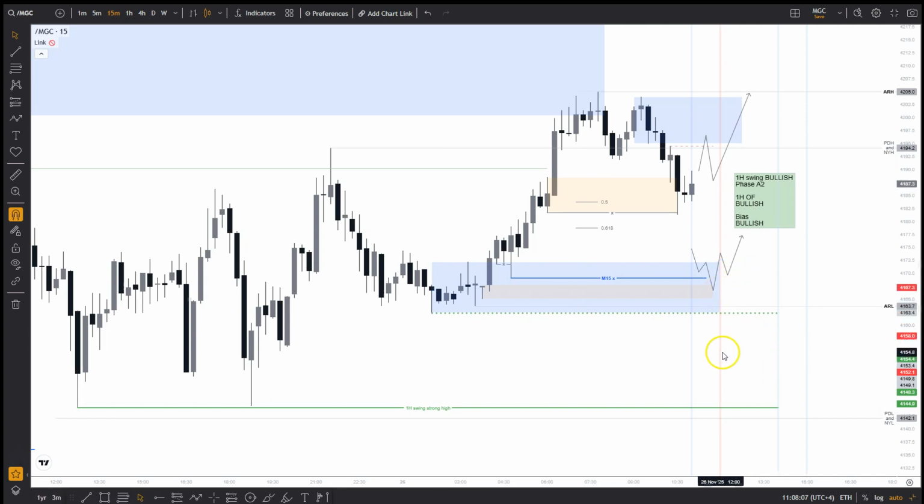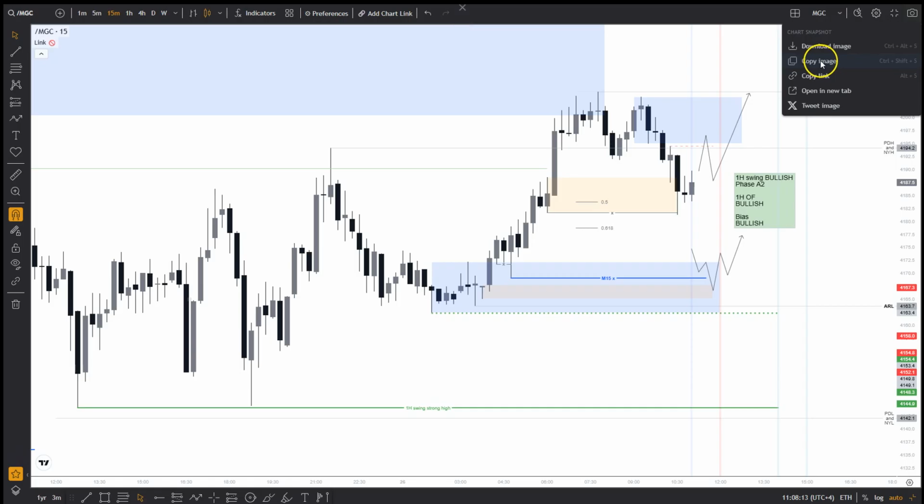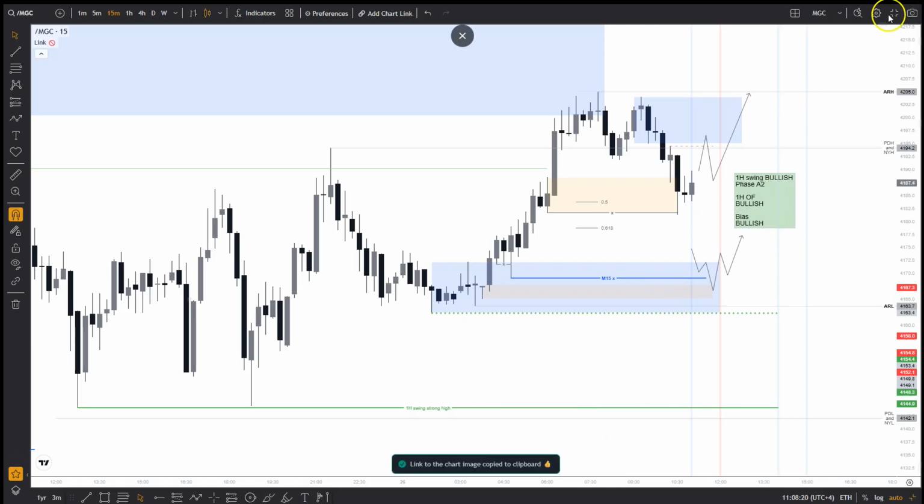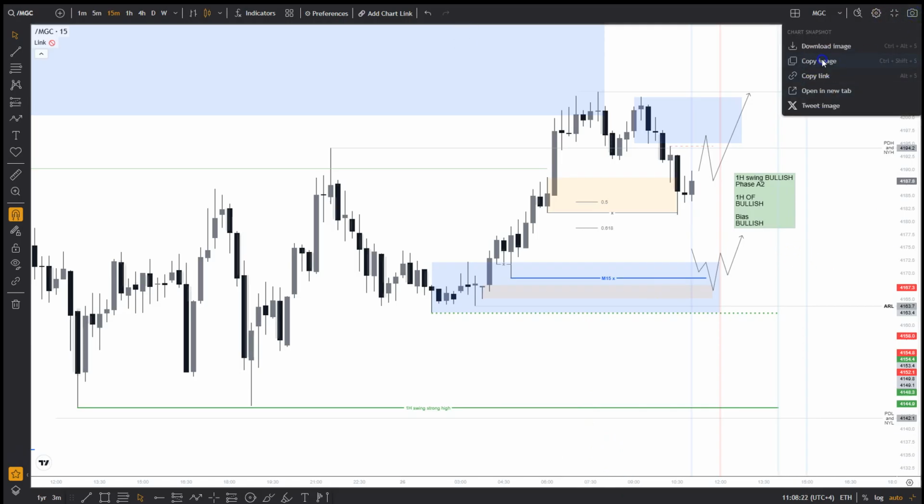Okay. So there are two buy scenarios. I'm gonna record this in my journal. Copy image, copy link, copy image.